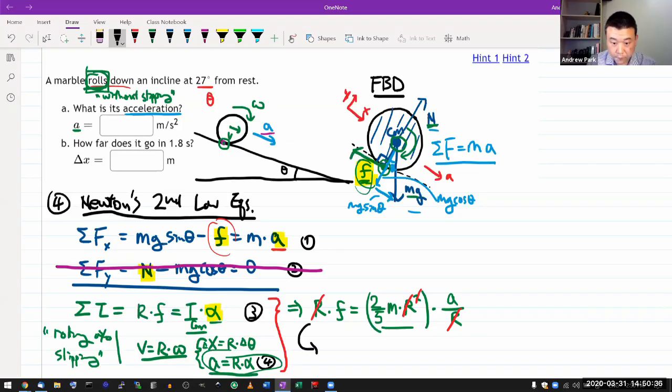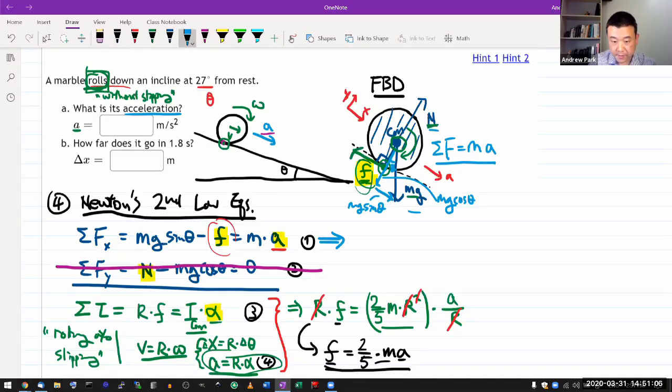So let me solve this for the friction force here. Friction force is equal to 2/5 times the mass times acceleration. Apparently, it depends on the acceleration, but this is the friction force that's required to produce enough torque to keep the thing rolling. And if the friction coefficient wasn't big enough to provide that, then you won't have rolling without slipping. So let me plug that in.